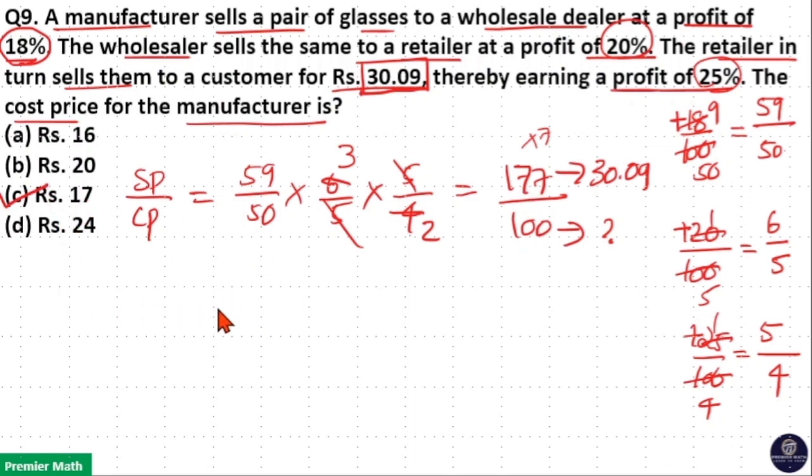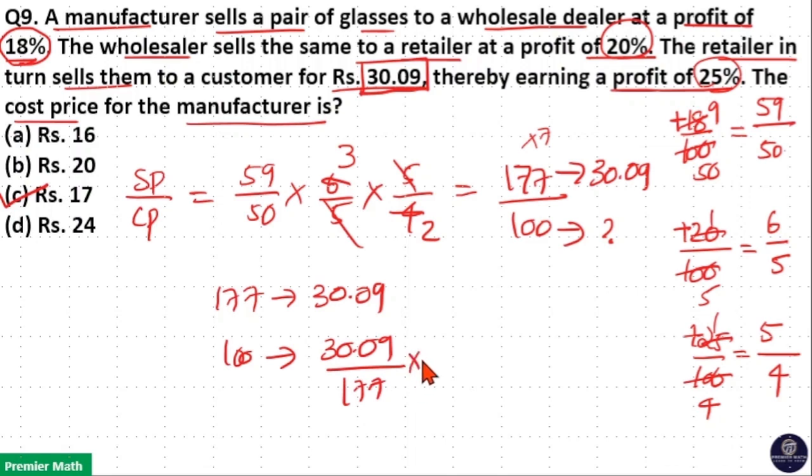So here 177 part is 30.09. Then 100 part is 30.09 divided by 177 into 100. Now 177 goes 17 times in 3009. So option C is your answer.